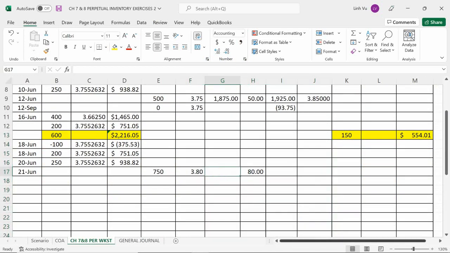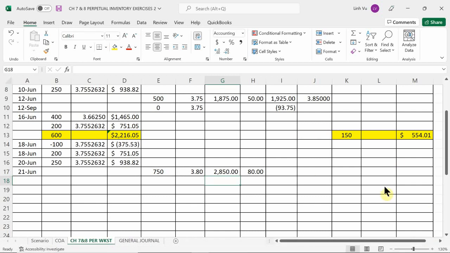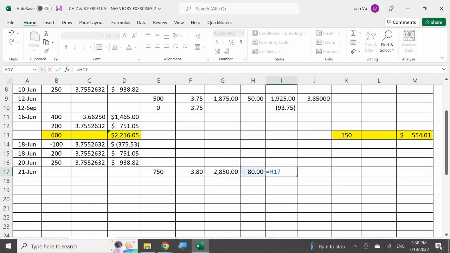So purchase price is $28.50 plus 80 will give you your $2,930, right? So in this case, because this is my third batch of inventory, I need to solve for my cost per item. So in this case, what is my total cost per item here?